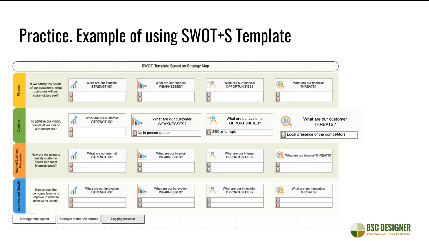Okay. And then we have the opportunity that search engine optimization is a hot topic. Where should we map it? It's not about finance. It's not about internal processes. And as long as we already know that it's a hot topic, it's not about learning and growth, it's not about innovations. Again, it's more relevant for the customer perspective.